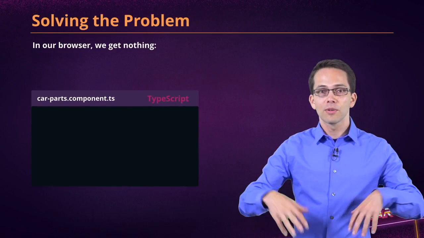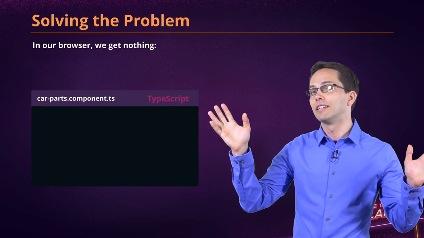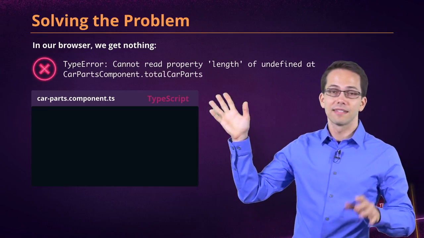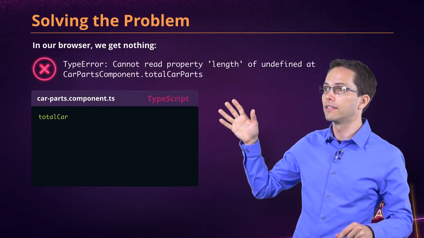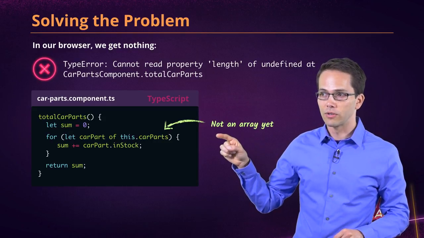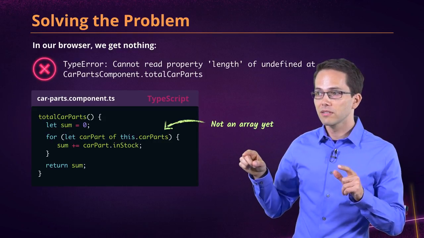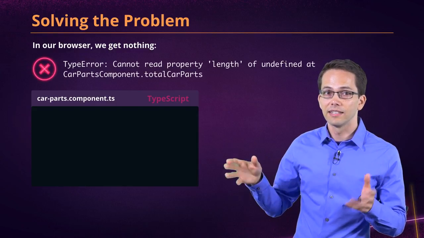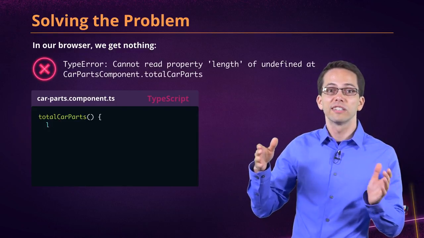If we called this up in a browser, we would see nothing. It would break, and it would give us this error, cannot read property length of undefined. And it comes down to this line of code. This.carParts, well, is undefined, and underneath the covers, it's trying to call .length on it.